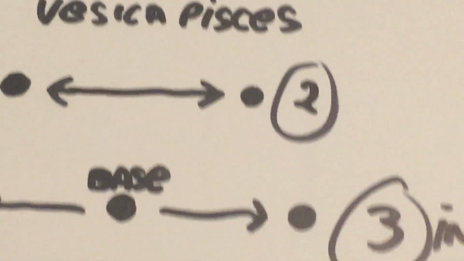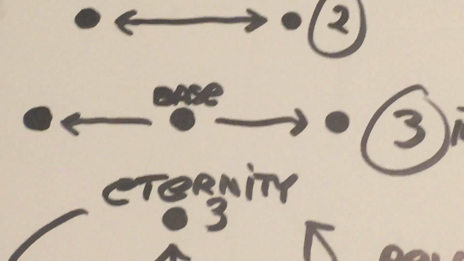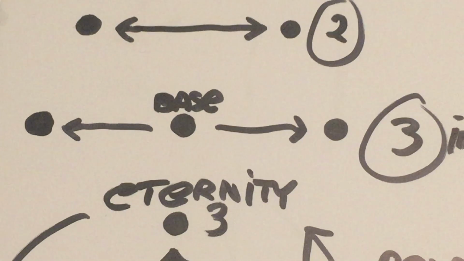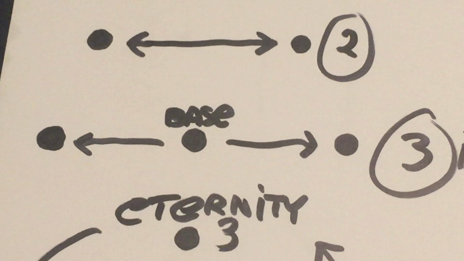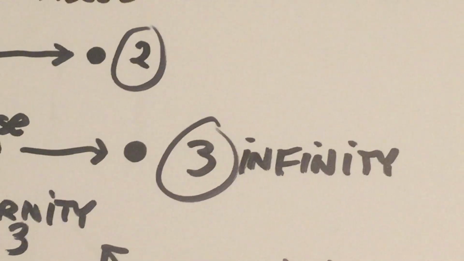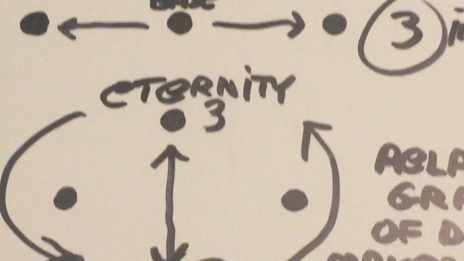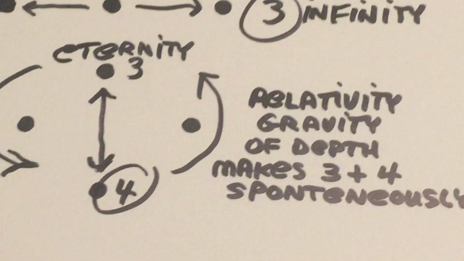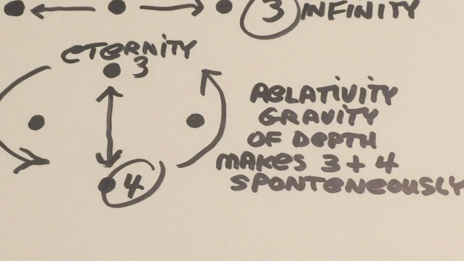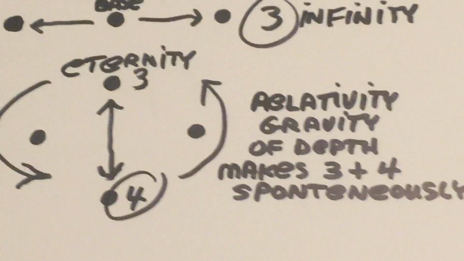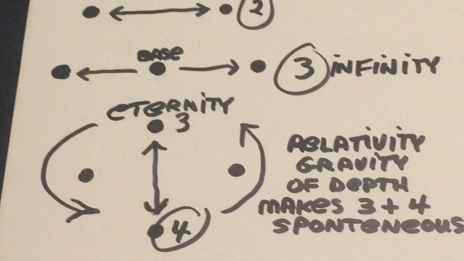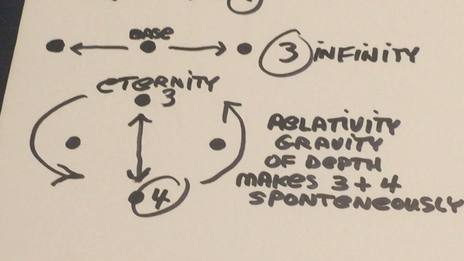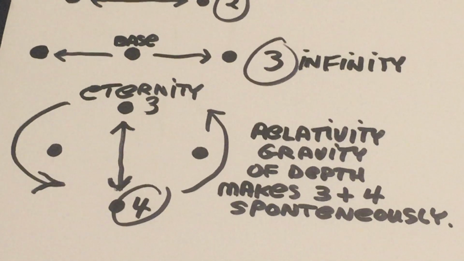All right, three. At the base, which is the center of the two, creates three, infinity. Four is created spontaneously with three. Relativity and its gravity of depth makes 3 and 4 spontaneously.